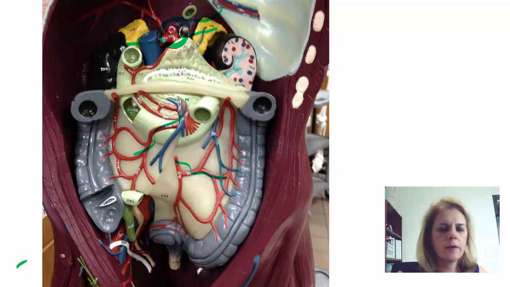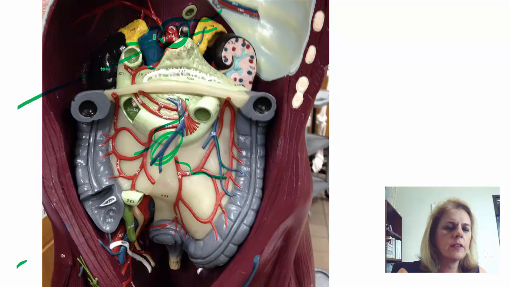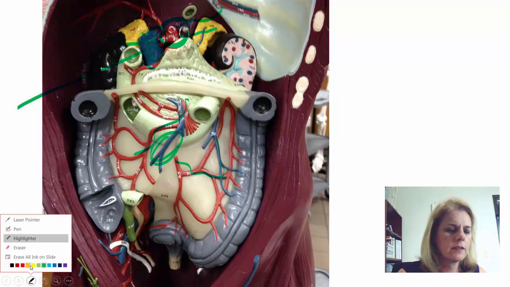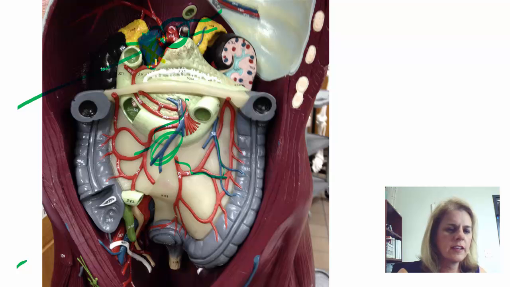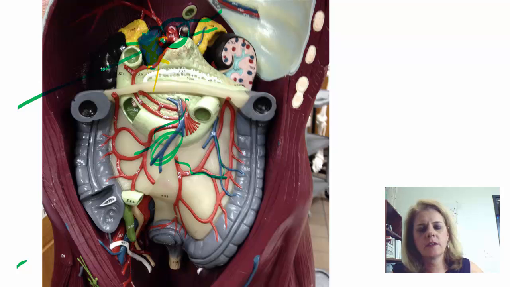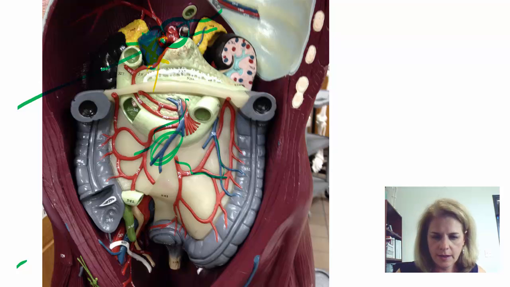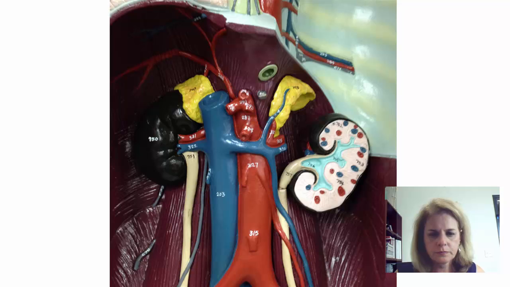You've got your inferior mesenteric veins and your superior mesenteric veins here. Here we have the inferior point right here. Can you see that yellow? There's your inferior vena cava. So this is a picture of a model that you might use to have you identify these vessels. Here's a close-up of these vessels again.